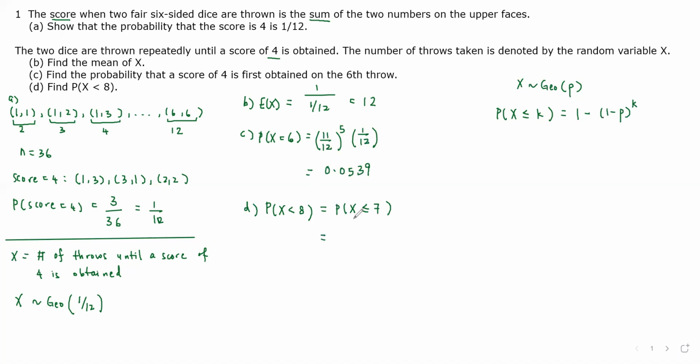So for this case, we use the formula for the cumulative probability that will give us 1 minus (1 minus 1/12) to the k. K would be 7. So we have 1 minus 11 out of 12 to the 7. And that results in 0.4561.